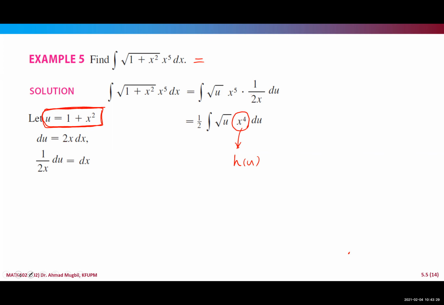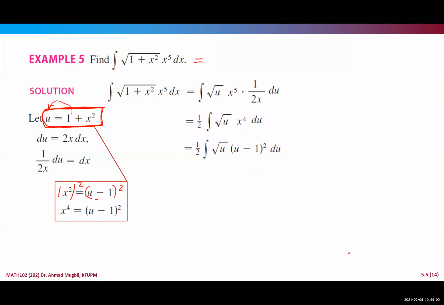So from here, we can see clearly that x squared is u minus 1. Just move the 1 to the other side. So x squared equals u minus 1. What I want is x to the power 4, so I will square both sides. If you square both sides, you will have x to the power 4, and here (u minus 1) all squared. This trick solved the problem now. Look, instead of x to the power 4, we will write (u minus 1) all squared du.